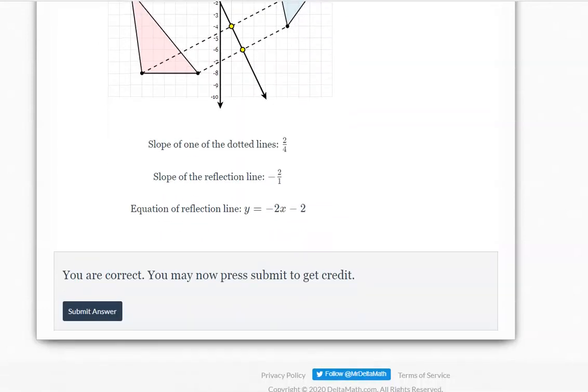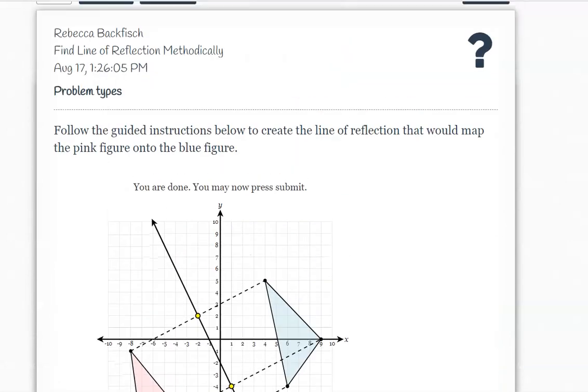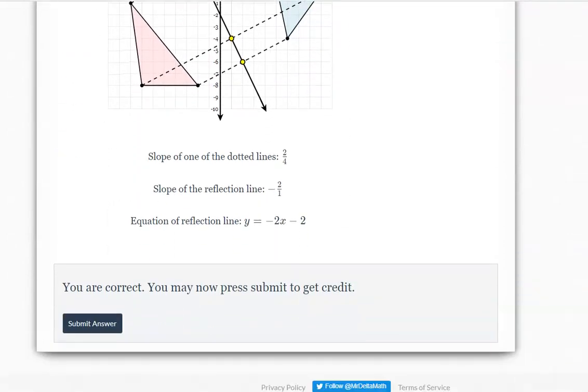You are correct. You may now press submit to get credit. So that's what you are doing on these. I hope that helps and that you are able to be successful on other problems like that.